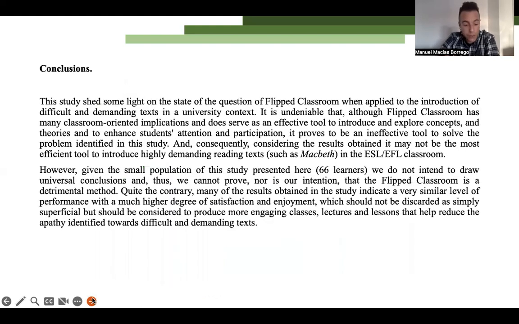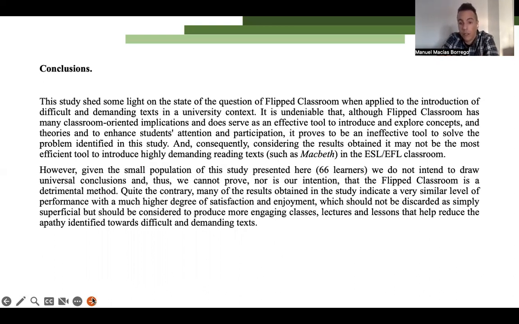Conclusions. To finish this presentation, I offer a couple of preliminary conclusions. This study, in my opinion, sheds some light on the state of the question of flipped classroom when applied to the introduction of difficult and demanding texts in a university context. It is undeniable that although flipped classroom has many class-oriented implications and serves as an effective tool to introduce and explore concepts and theories and to enhance the students' attention and participation, it proves not to be, at least so far, an effective tool to solve the problem identified in this study.